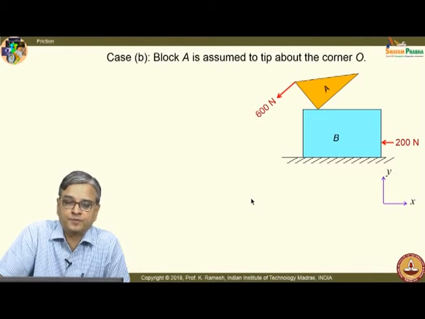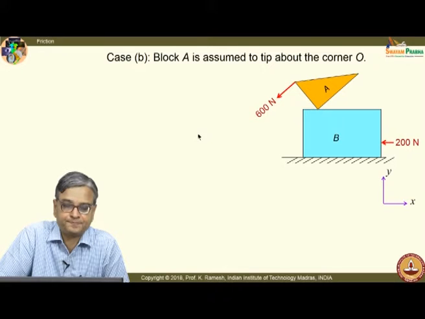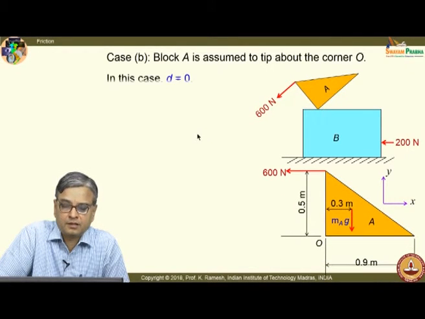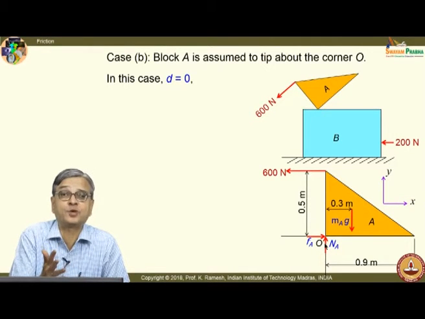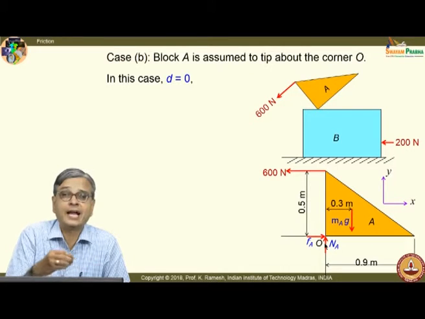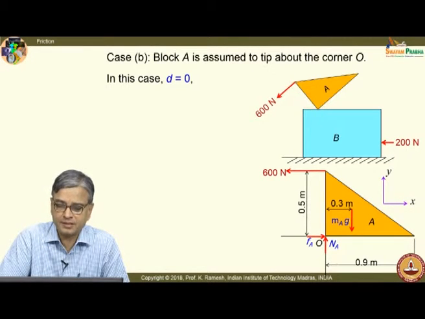Let us now assume block A is assumed to tip about the corner. Let us investigate this situation. In this case, D equal to 0. So, I will have the normal reaction acting at the corner. This is what we had seen. Mathematically, if I have to investigate whether sliding is possible or tipping is possible, I will have to take the reaction force at one of the edges depending on the problem context. In this problem, this is the appropriate edge.